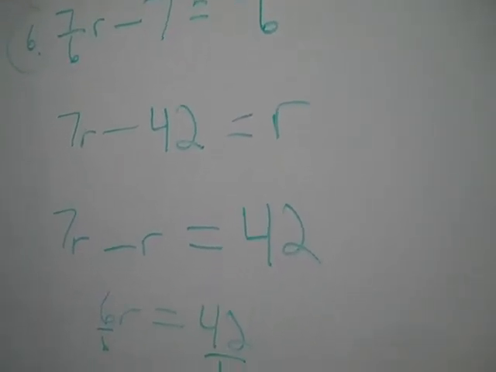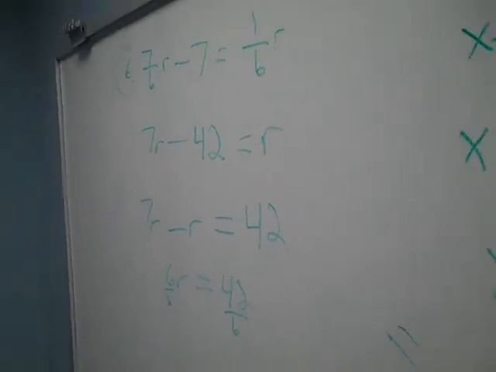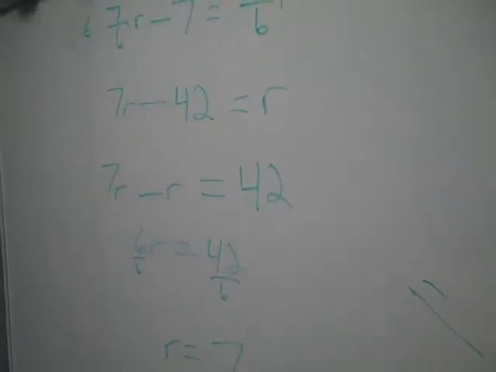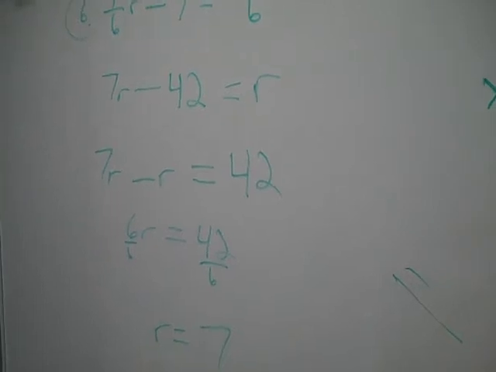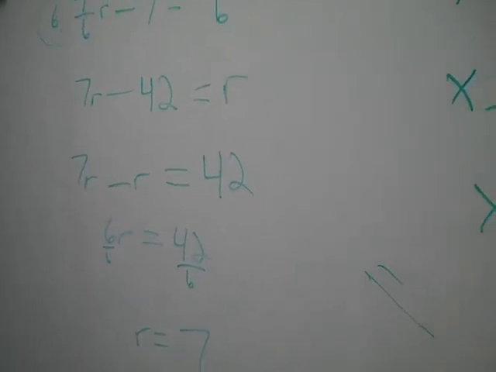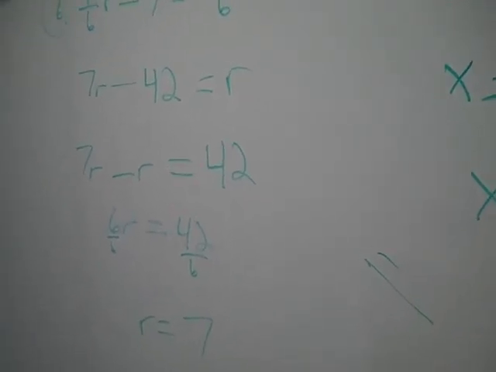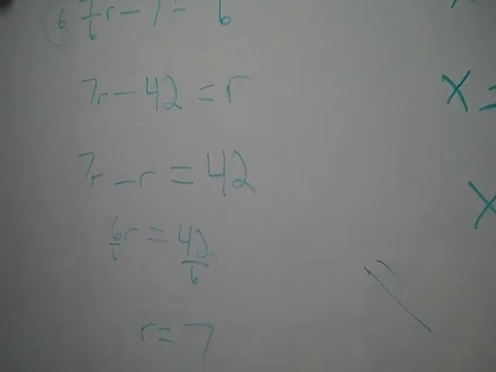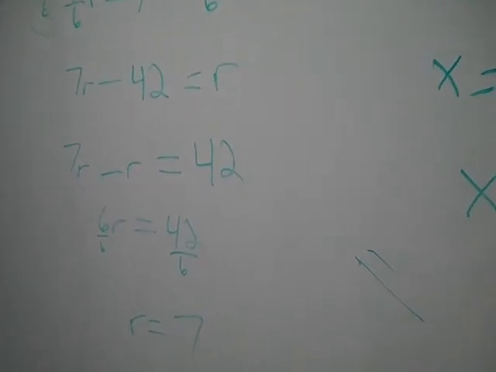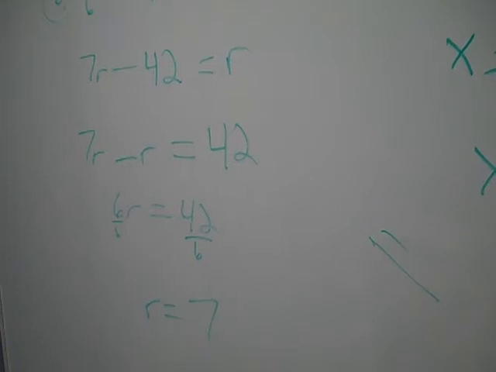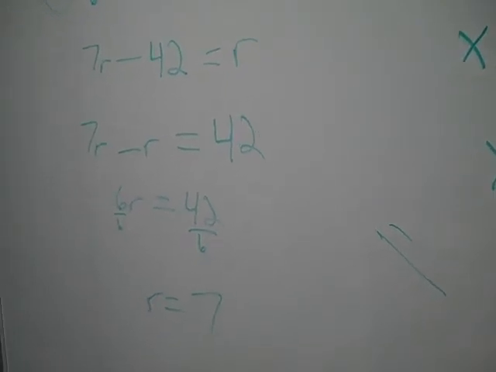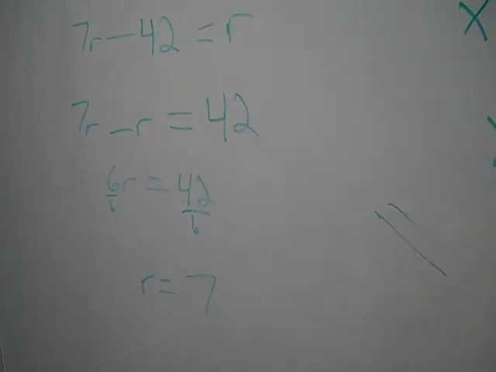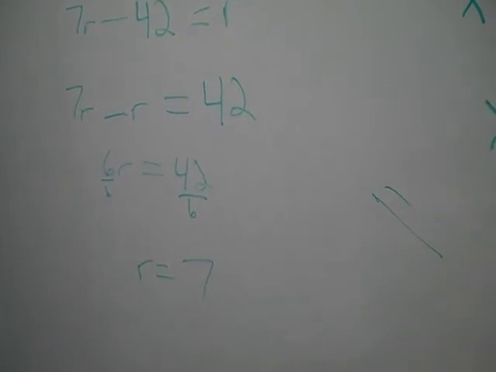Now here's the dig. Now we want to move the negative 42 to the right and turn it into positive 42. And we move the r to the left and make it minus r. So we got 7r minus r on the left and positive 42 on the right. Now 7r minus 1r is 6r. So we got 6r equals 42. Now I kind of did 2 steps in one here.